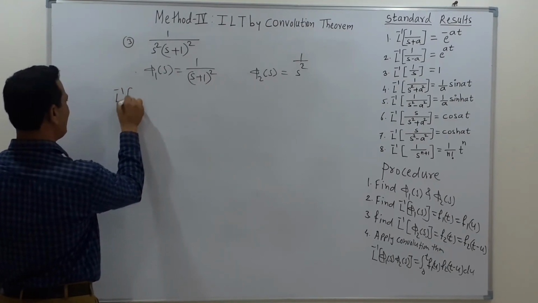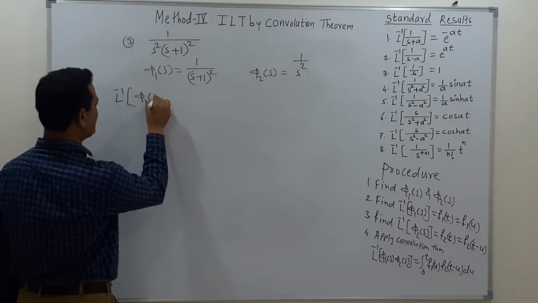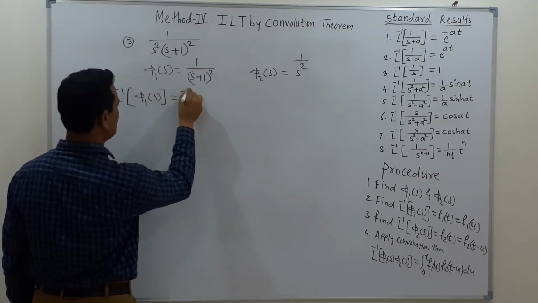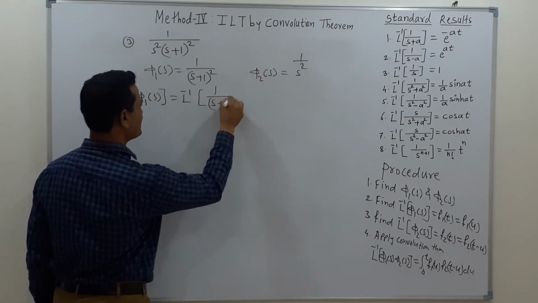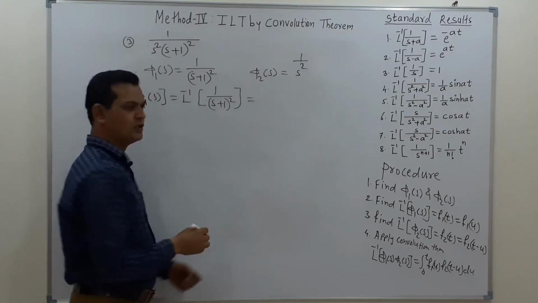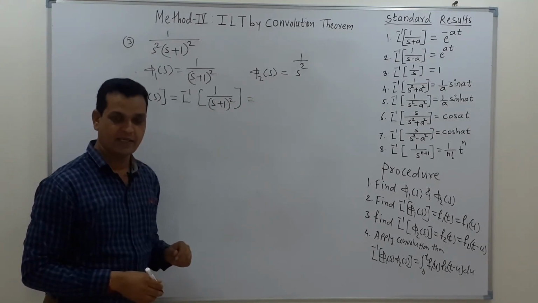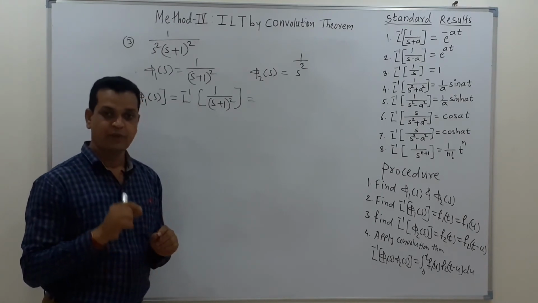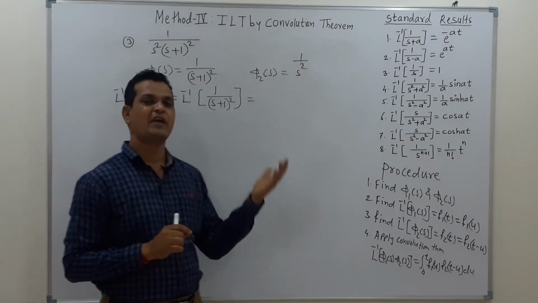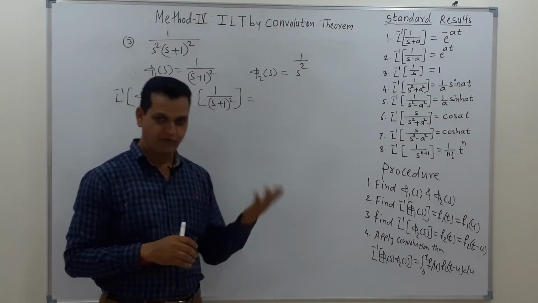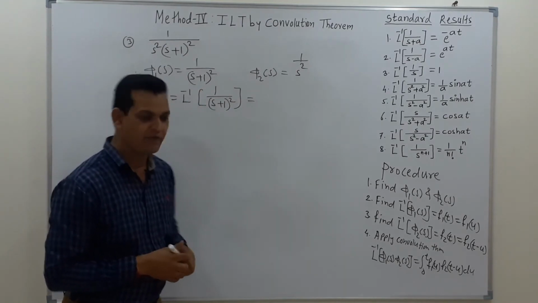Now the second step is to find the inverse Laplace transformation of phi 1. Inverse Laplace transformation of phi 1 of s is equal to the inverse Laplace transformation of 1 upon s plus 1 its square. Here 1 is added to the parameter s, so we have to apply the inverse Laplace transformation by the second shifting theorem. We have already prepared such a video, so for understanding this step, please watch our previous video.